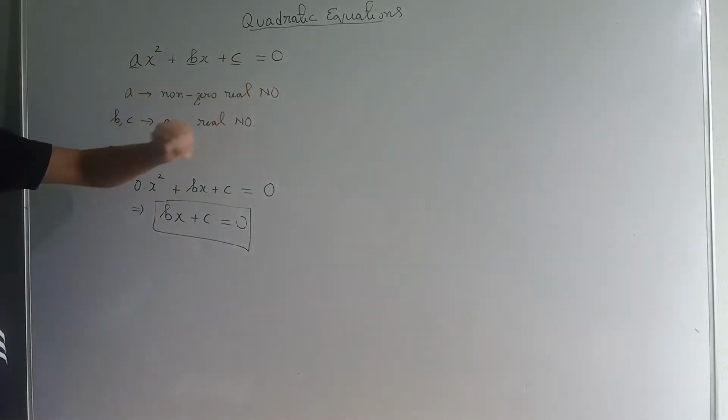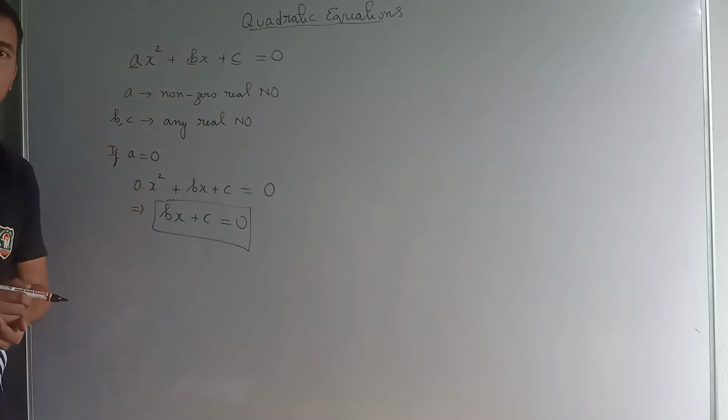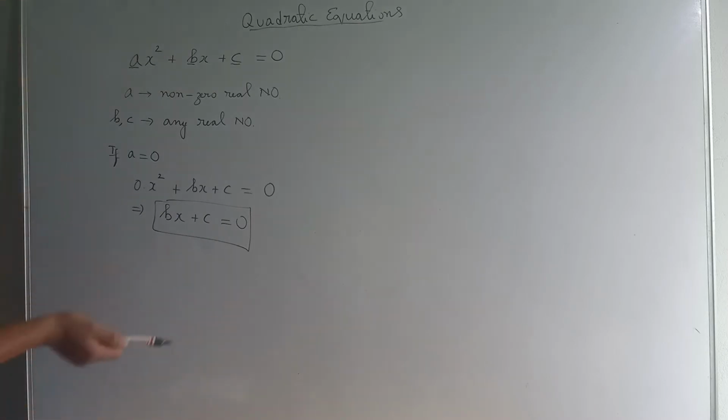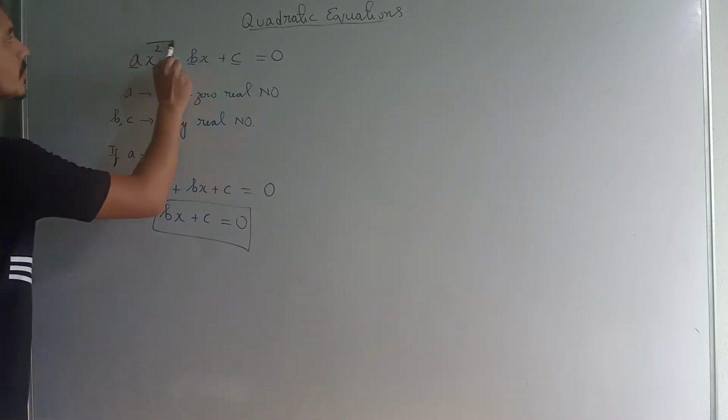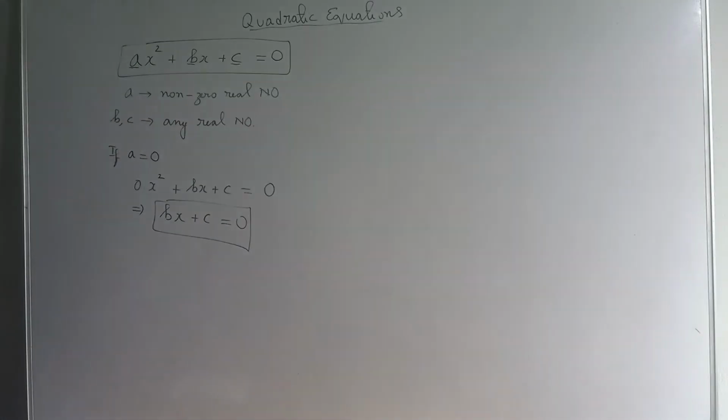So for a quadratic equation, okay, the general form is ax squared plus bx plus c equal to 0, where a is a non-zero real number. Okay, so any equation which is of this form will be called a quadratic equation.